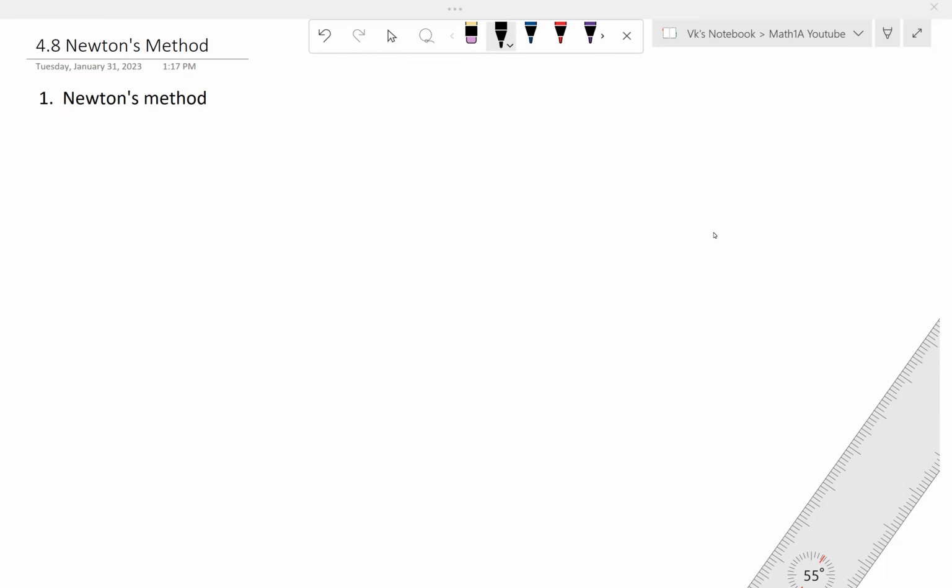Today we explore lesson 4.8, Newton's method. This is the coolest way to figure out the root of a function. Number one, Newton's method. Let's take a look at what it is.